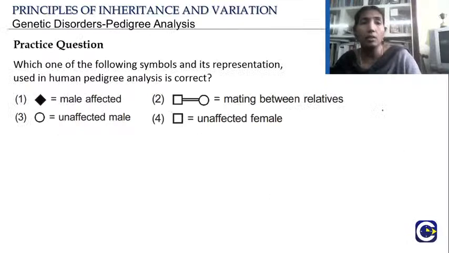Now I have given a practice question. See which one of the following symbols and its representation used in the human pedigree is correct. Just look into it, which is correct. Please put the option, Aditi. Yes, you are right.